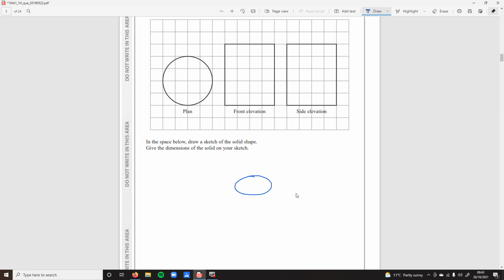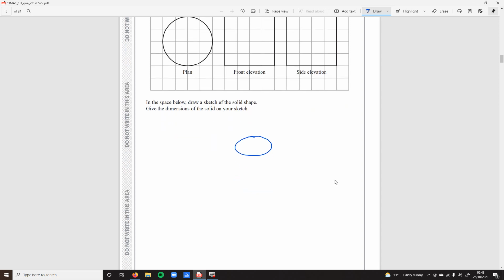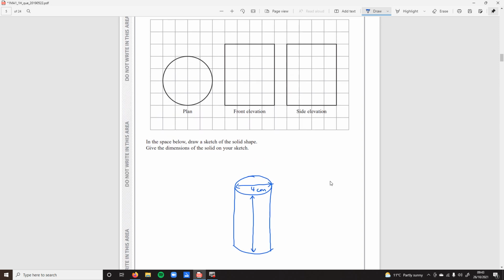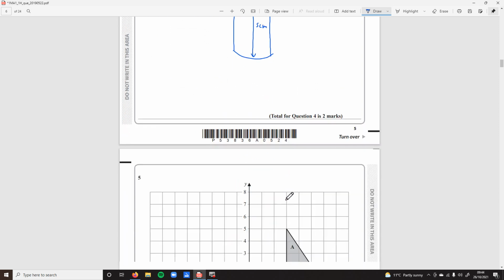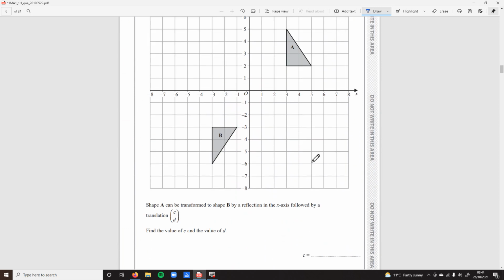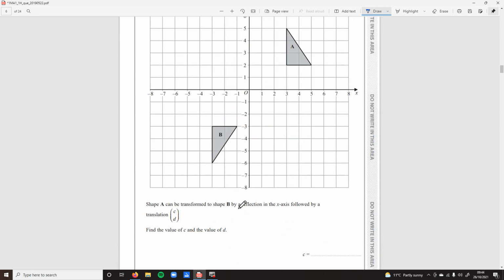So it's going to be a... please do this with a ruler in your exam. So we got 4 centimetres across the top, 5 centimetres on the bottom, down the side. I think that's all you'd need to do. I'm not too sure, to be fair. Okay.